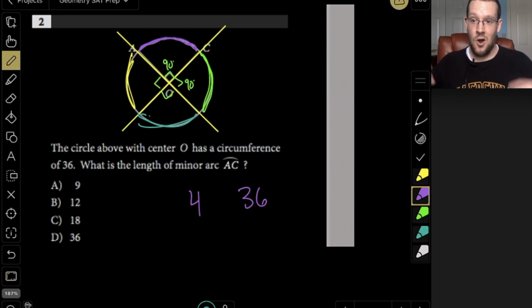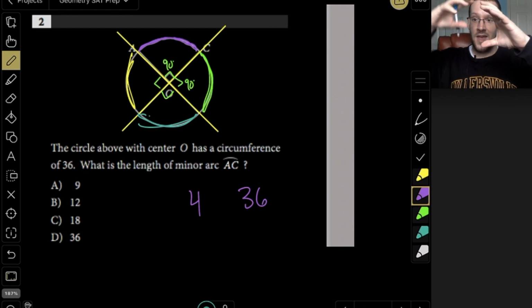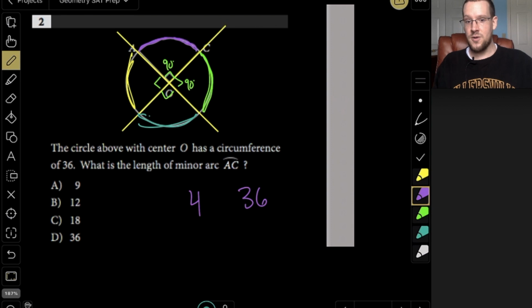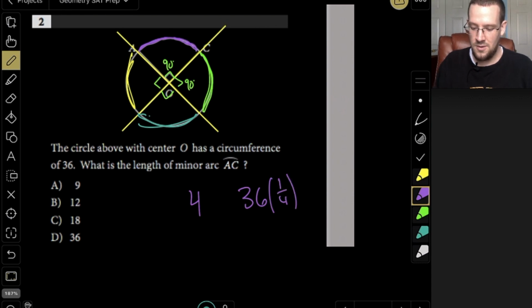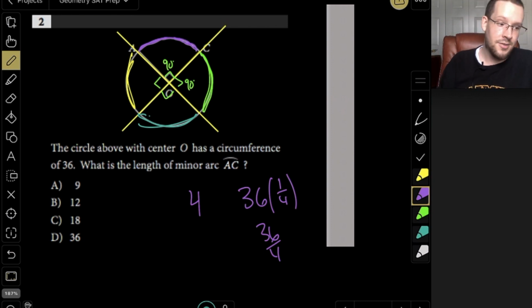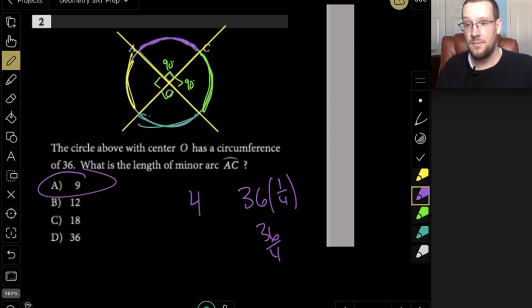What's the total? 36. So our total is 36, and we want to find 1/4 of it. How do we take 1/4 of 36? Well, we can multiply 36 by 1/4, or of course divide 36 by 4. 36 divided by 4 is 9. That's all. Believe it, that's all, folks.